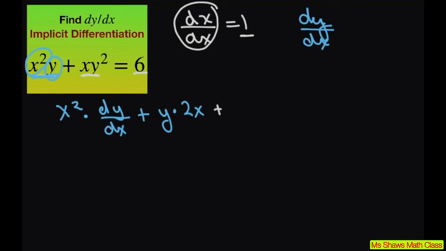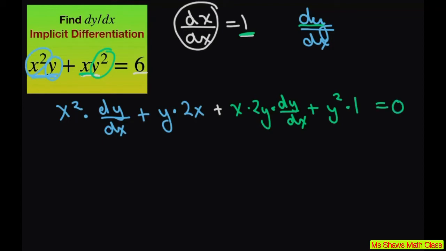So the second piece, copy down your x, take the derivative of your y squared. So that's going to be times 2y, and since we differentiated the y, we're going to write dy divided by dx. All right, plus, now you copy down your y squared times the derivative of x, and that's just 1, so just put times 1. And then the derivative of 6 is 0.